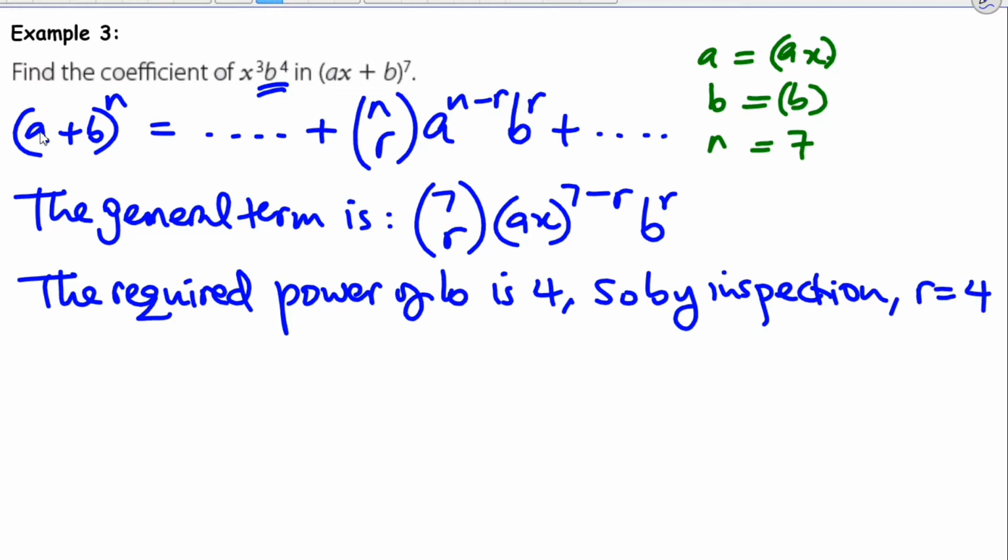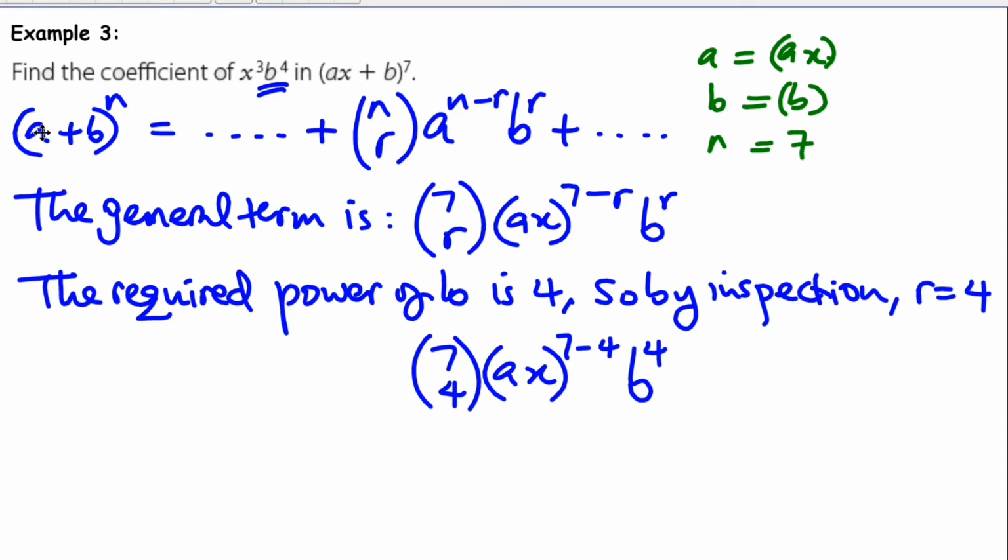Now, if r is equal to 4, our general term will become 7C4. Now, actually, this is not the general term anymore. This is a specific term, the term that we want. So 7 choose 4, (ax) to power 7 minus 4, and b to power 4.